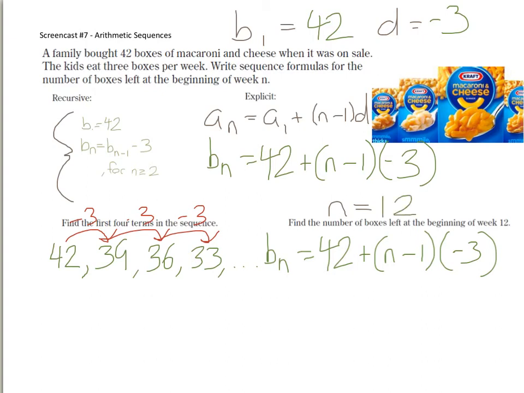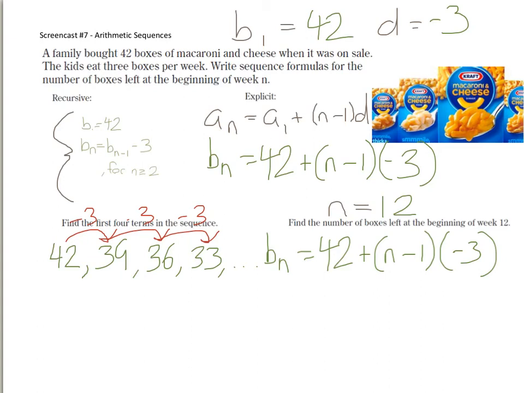So here it is again, our explicit formula. Now you could find this using the recursive formula, but that might take too long, especially if we're not looking for week 12. What if we're looking for week number 30? We don't want to go back to 29, to 28, to 27. No. Use the explicit formula. It's a lot more user-friendly.